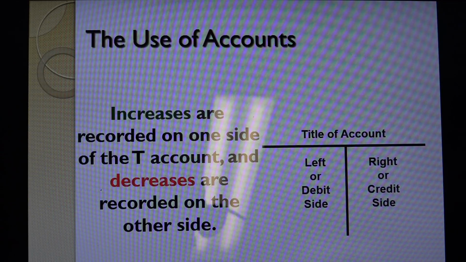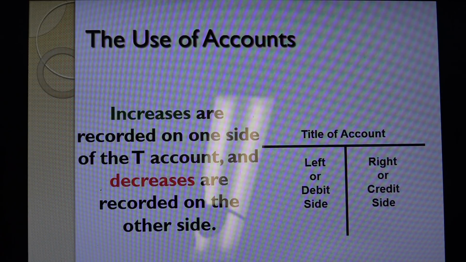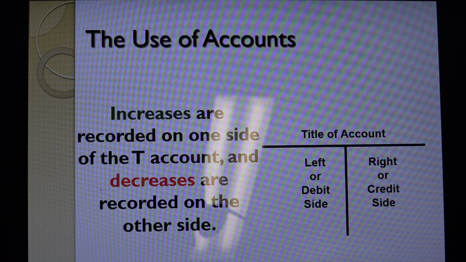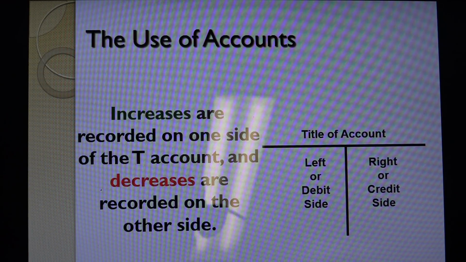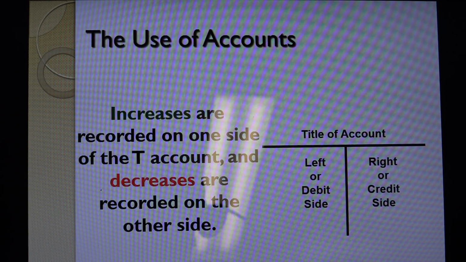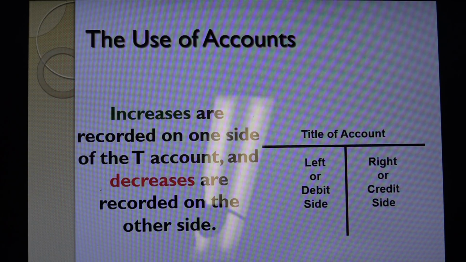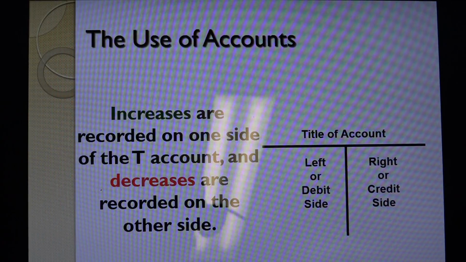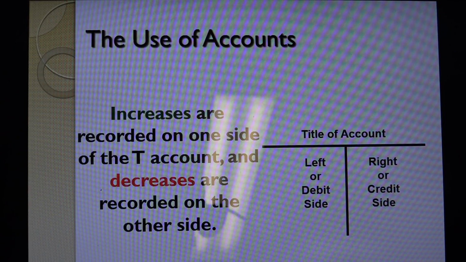and increases are going to be shown on one side of the T account and decreases on another. And recall our accounting equation when you're analyzing increases and decreases, because some increases are on the left side of the account and some decreases are on the right side. Increases are on one side of the T account and decreases are on the other side.